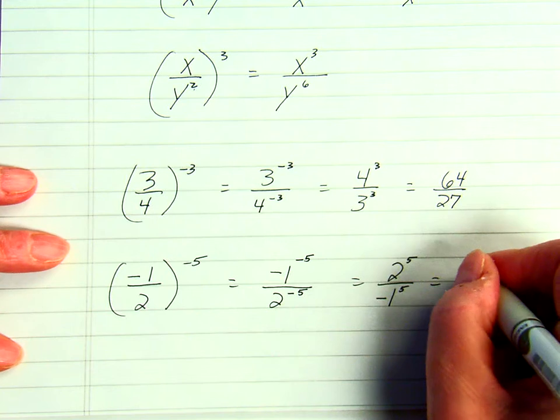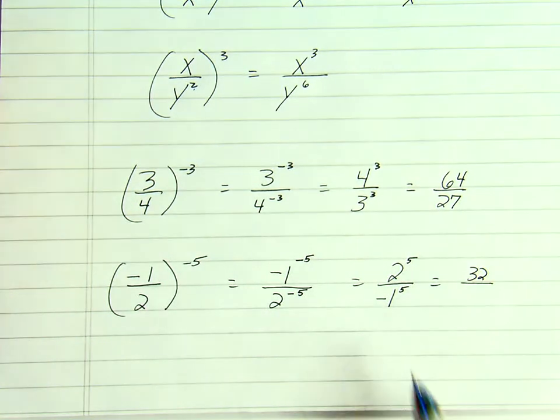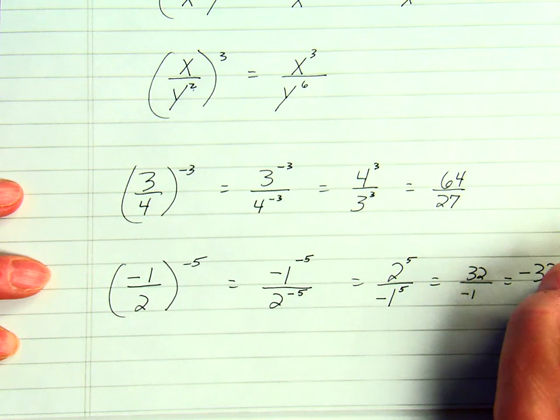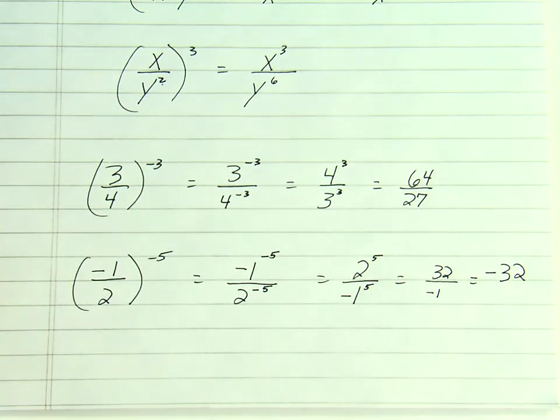So this is 32 over -1 to the 5th. Because we're raising it to an odd power, that means we are multiplying -1 times itself 5 times. If it was an even power, it would not be a negative, it would be a positive, but since it's being raised to the 5th power, it is a -1, so this equals -32. Okay, can everybody see that? I hope that explanation was good.